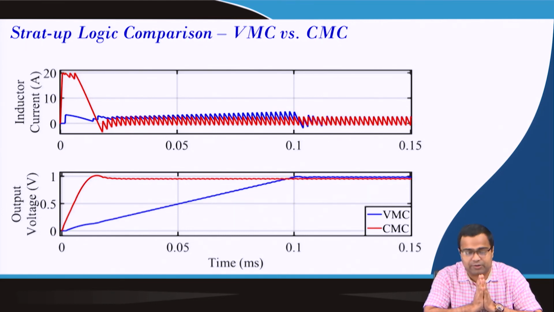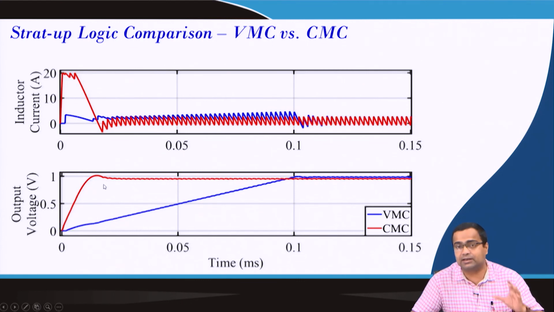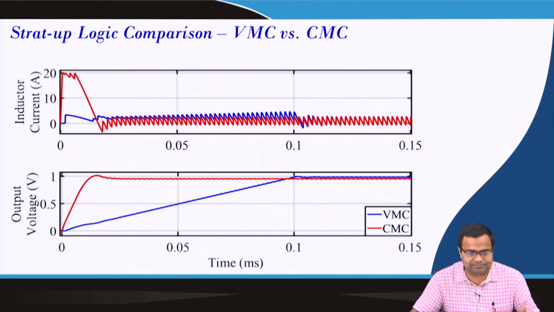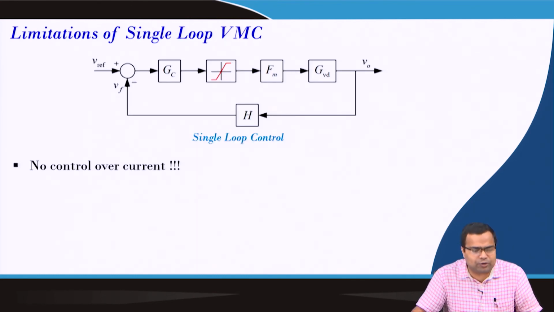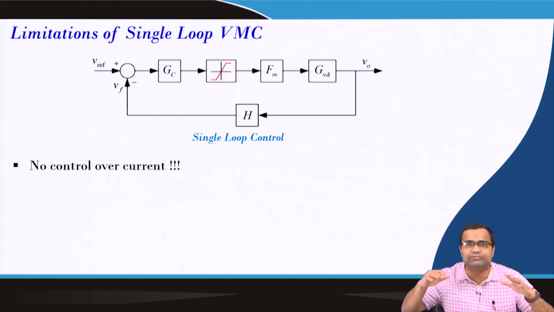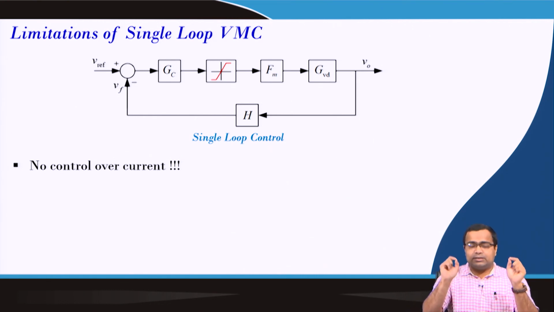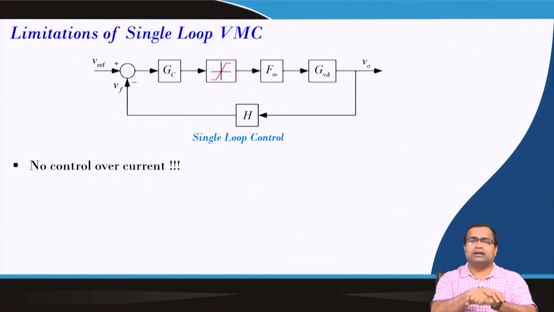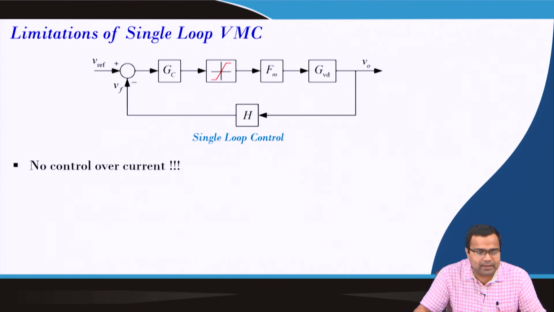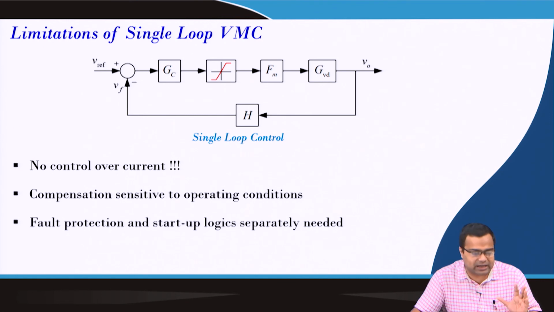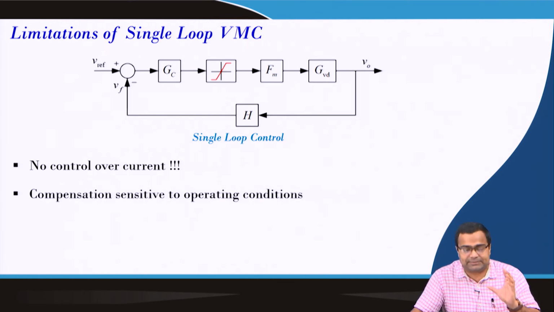So I would say this current mode control startup process can significantly improve or save the startup recovery time. In single loop control, there is no control over current, so we have to limit the slew rate, though in most ICs the protection current sensors are used for protection purposes. We can take advantage of that to implement this current based logic for the startup, but in typical voltage mode control there is no control over current. The compensation is sensitive to operating condition.